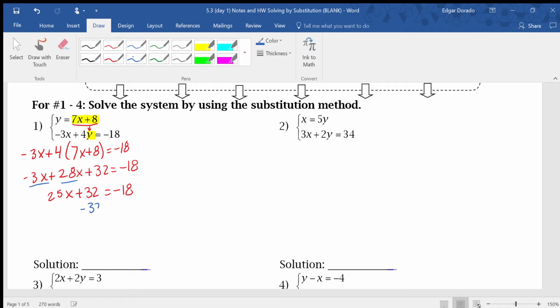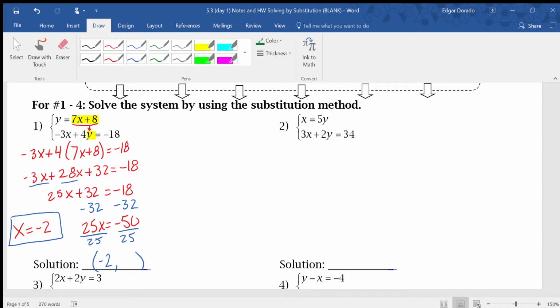Finally here, I'm going to subtract my 32 to get 25x equals negative 50. Final step. So I get negative 50 divided by 25. I get x equals negative 2. So I have my x portion of my solution. Now it's just up to us to go ahead and find the rest of it.